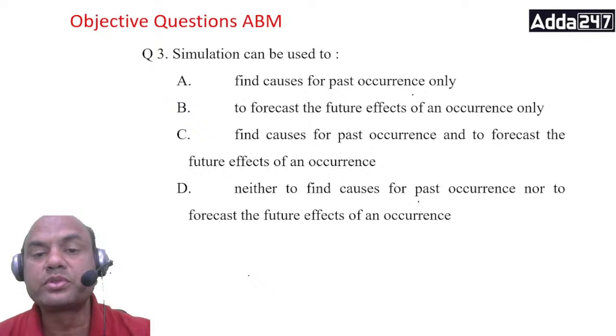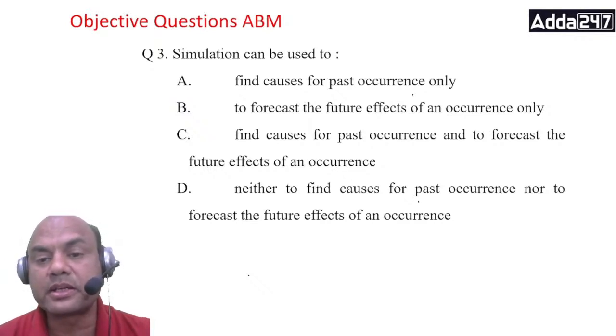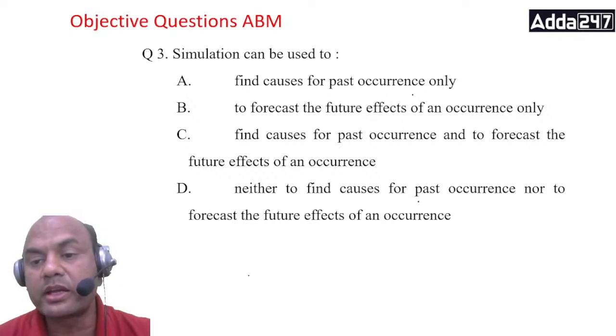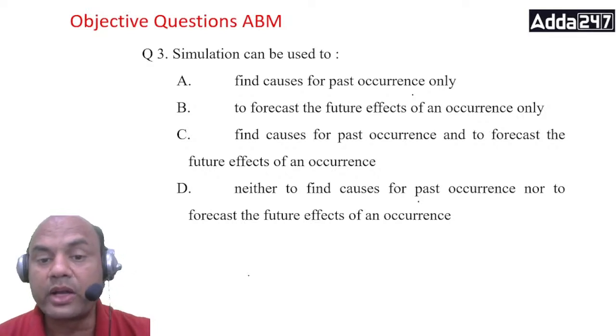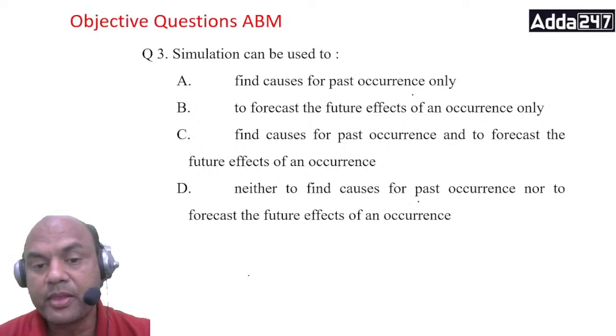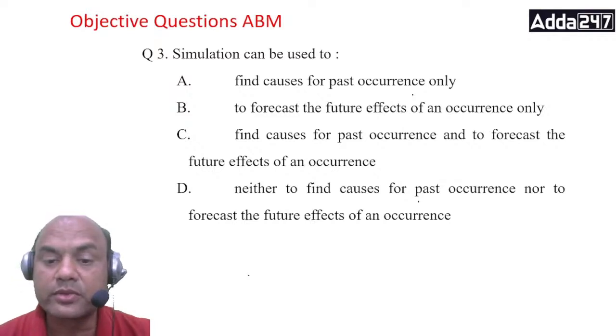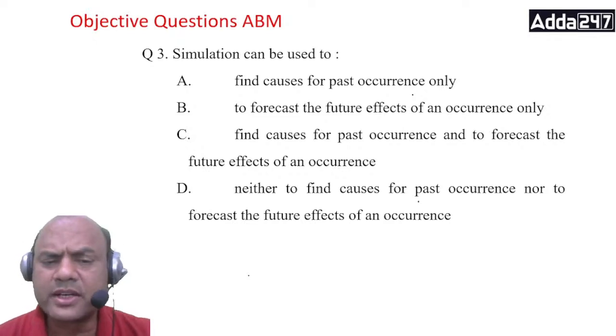Simulation can be used, why do we use simulation? A. To find causes of the past occurrences only. B. To forecast the future effects of any occurrence only. C. To find the causes of the past occurrence and to forecast the future effects of an occurrence. D. Neither to find out the causes of past occurrence nor to forecast the future effects of any occurrence. Now obviously D is not the answer.